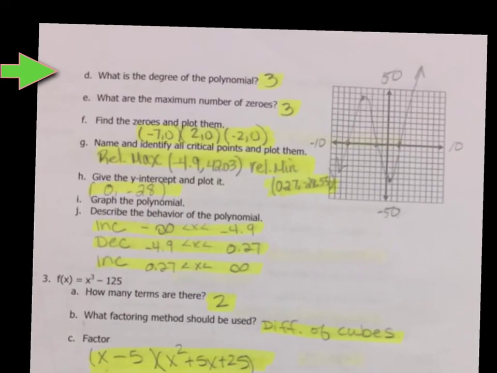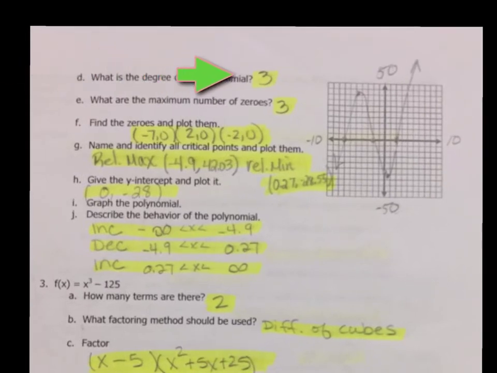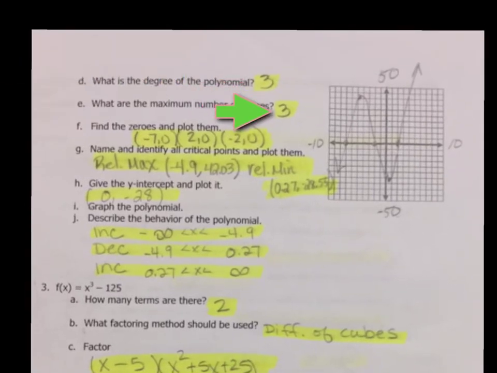Okay, so as we just saw, that polynomial would have a degree of 3 with 3 possible zeros. And we found the zeros, (-7, 0), (2, 0), and (-2, 0), and plotted them over here on the grid. I used my graphing calculator to find my relative maximum and my relative minimum, which are right here. And the y-intercept I got from standard form back on the prior page at (0, -28), which is down here.